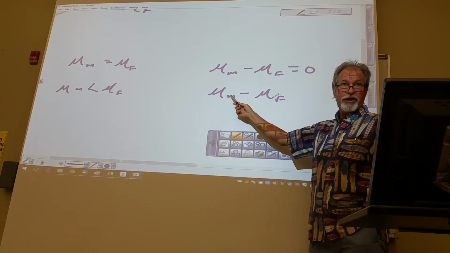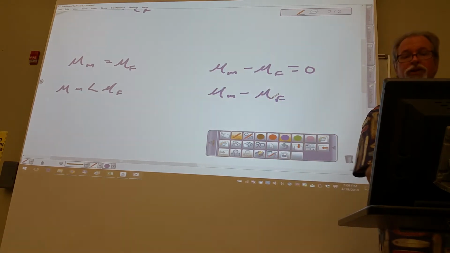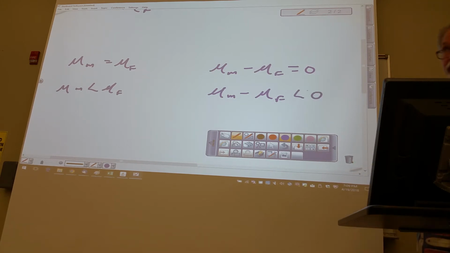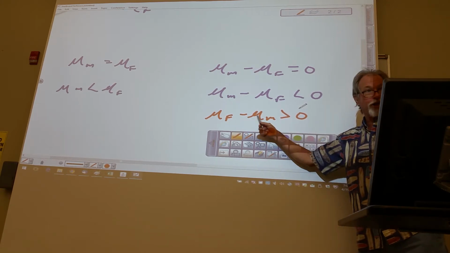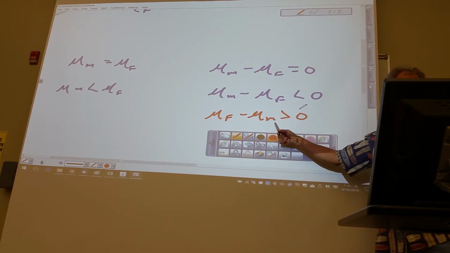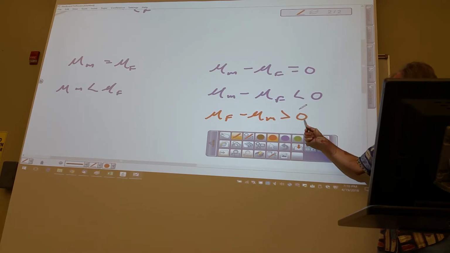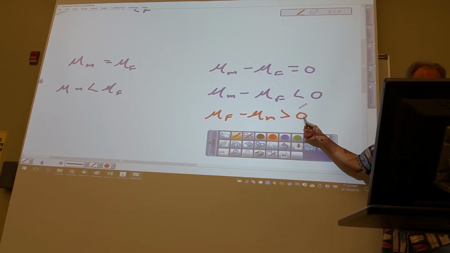I'm taking the smaller number and subtracting the bigger number, so I would say that this would be less than 0, which would make it what type of test? It would make it a left-tail test. But if I wrote it this way, now I'm taking the bigger number and subtracting the smaller number. And this would make it into a right-tail test.